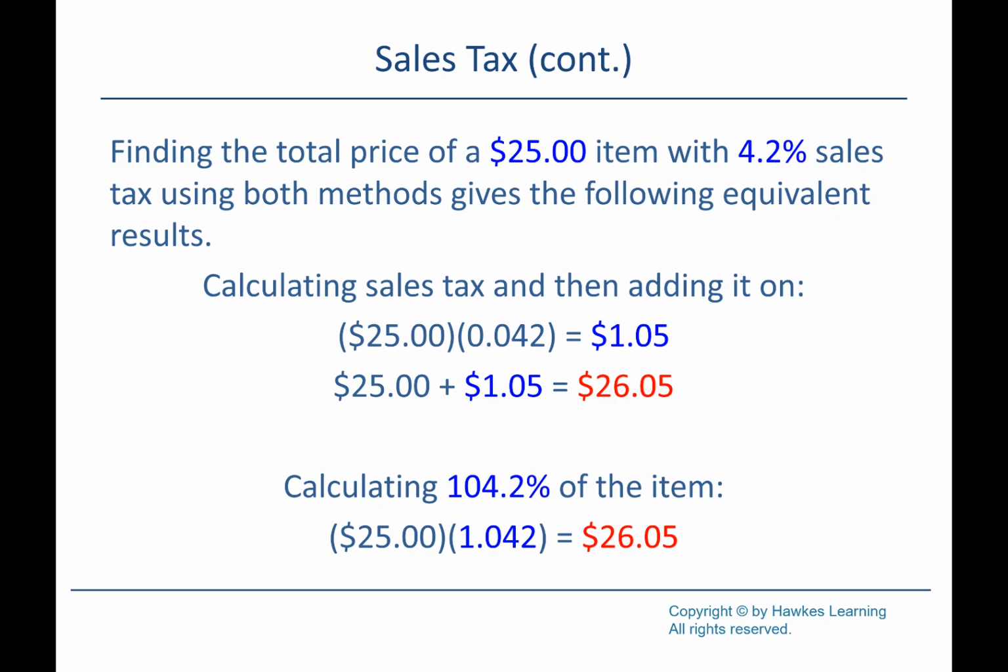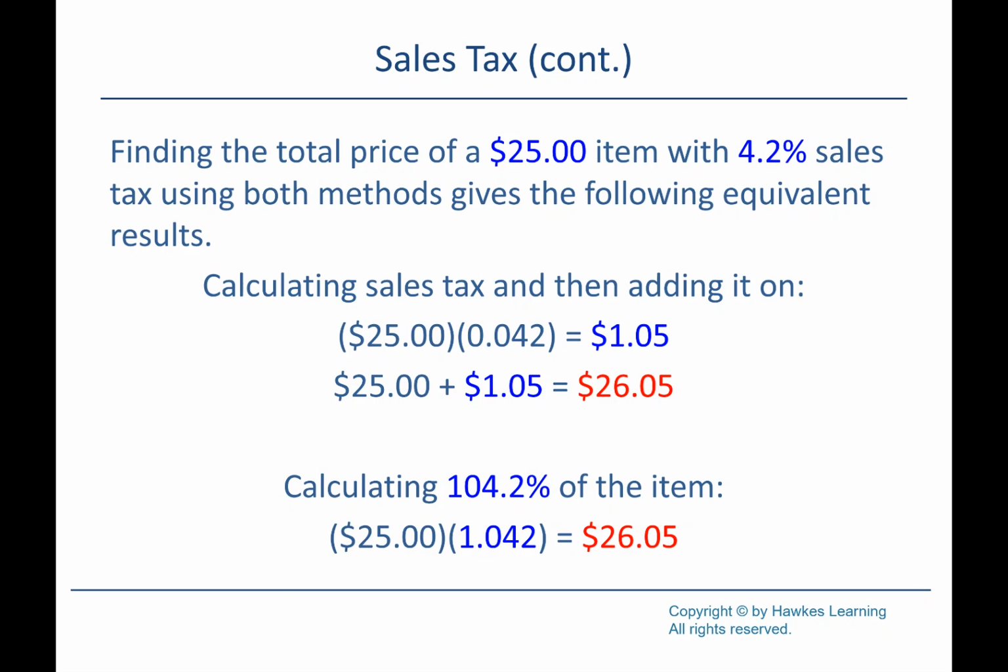This is usually easy to do in your head, right? Adding the two percentages together, because it's usually 100% plus something. And then you just have to multiply. You don't have to add.